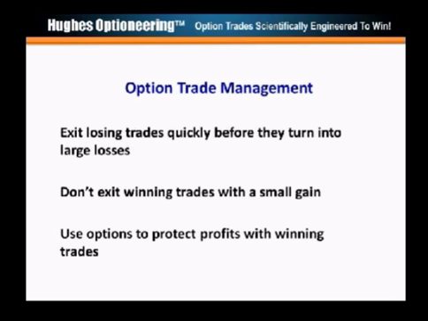Once we enter a directional trade, we have 3 simple rules to manage it. We always exit losing trades quickly before they turn into large losses. We don't exit a winning trade with a small gain, and then we use options to protect profits. If we get a profit in the trade, we'll use options to protect those profits. I'll show you some examples of that, and how you can do it and at the same time protect your existing profit.